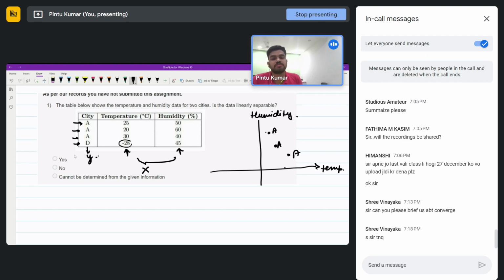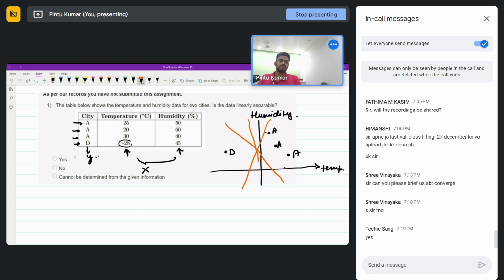Okay. Now B is minus 28 and 45. So this is, let's say, D. So can you separate A and D via some line? Yeah, there are many lines via which you can separate. You can choose this line, you can choose this line, you can choose this line. So these are linearly separable.